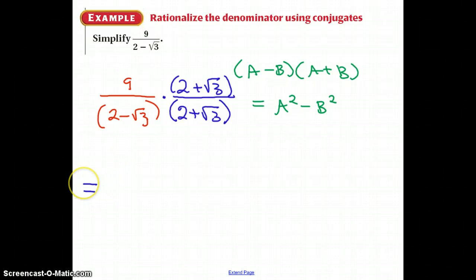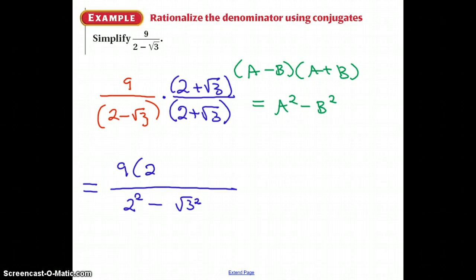And on the bottom, you shouldn't have to multiply this out. What you should see is that you have your a squared minus b squared. So you have your first term squared minus your second term squared. And on the top, I'm just going to leave it the way it is. So 9 times 2 plus square root of 3.